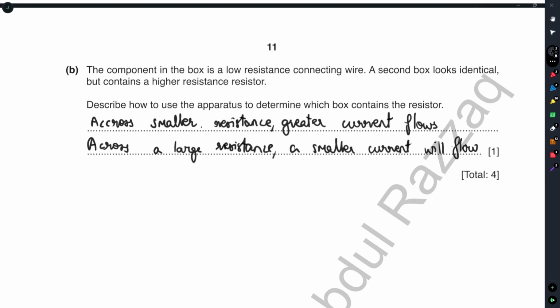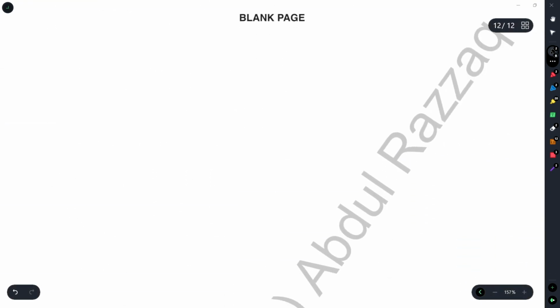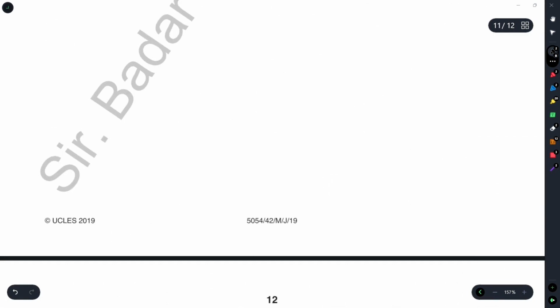ठीक है. So this right here was question number 4, and that's the end of this exam.